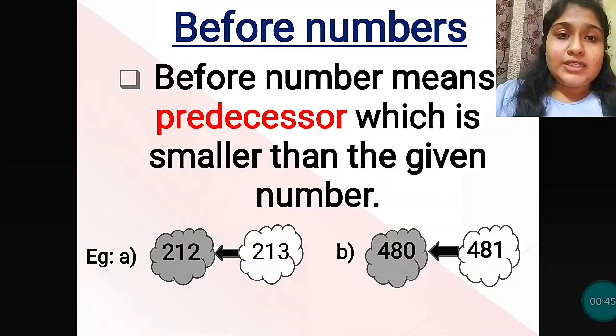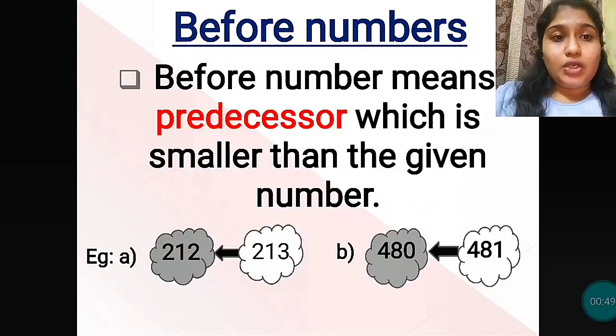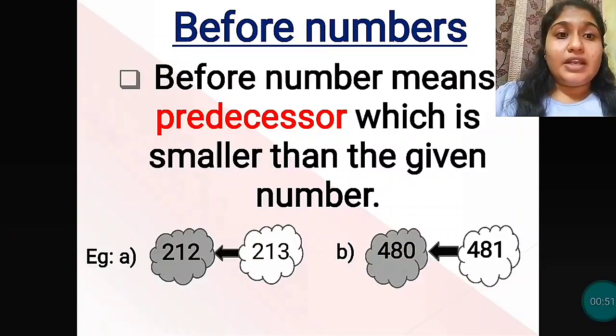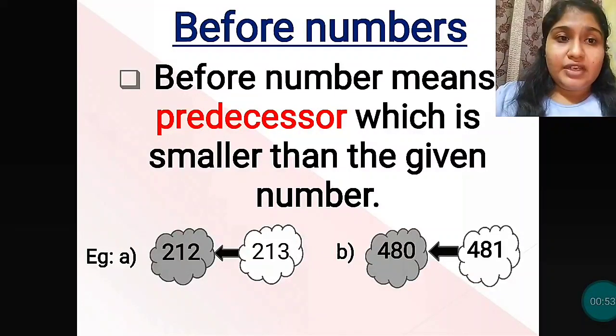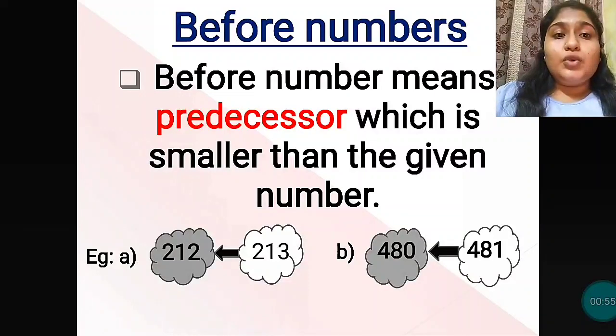As you can see students in the example, before number हमेशा given number से छोटा होता है. यहाँ given number है 213 and 481. So 212 and 480 ये दोनों before numbers हैं and they are smaller than the given number. So now we will start with the exercise 1.